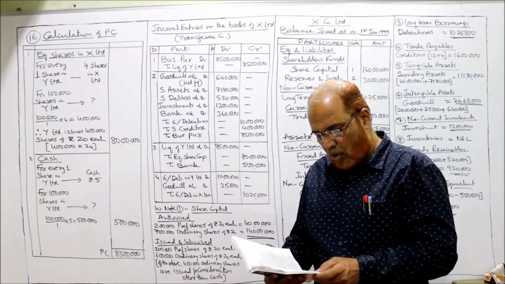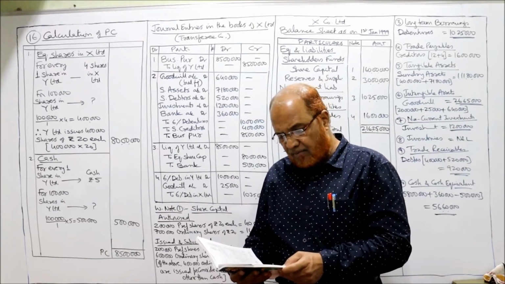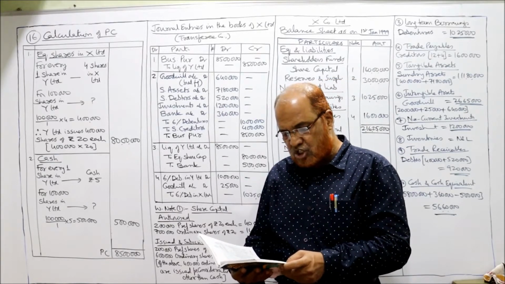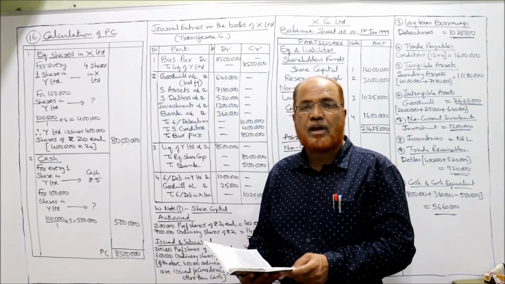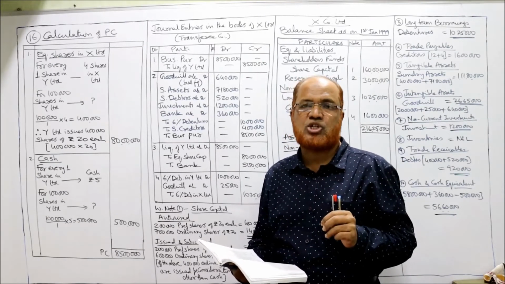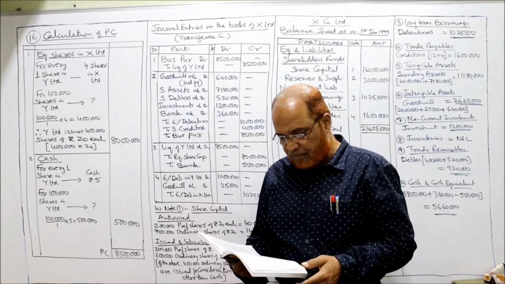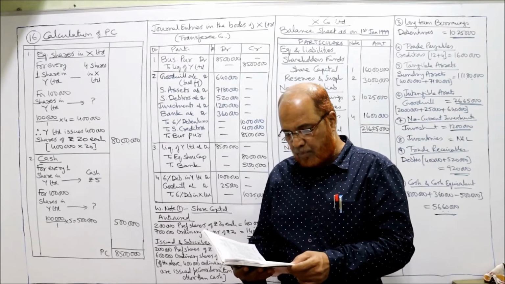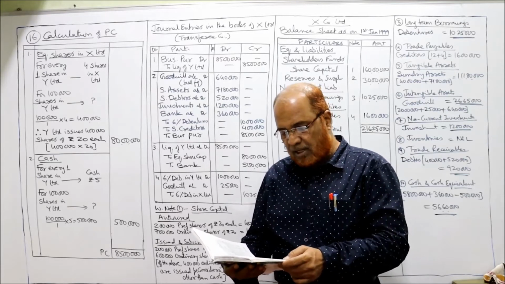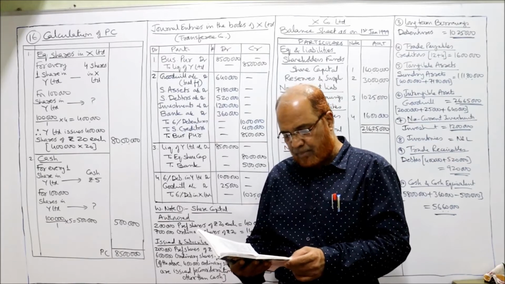Then, 4 ordinary shares in X Limited and ₹5 cash for each share in Y Limited. For every 1 share in Y Limited, 4 ordinary shares will be issued by X Limited. And also for every 1 share in Y Limited, cash of ₹5 will be paid. Following are the balance sheets of both the companies. So companies' balance sheets are given: X company, Y company.